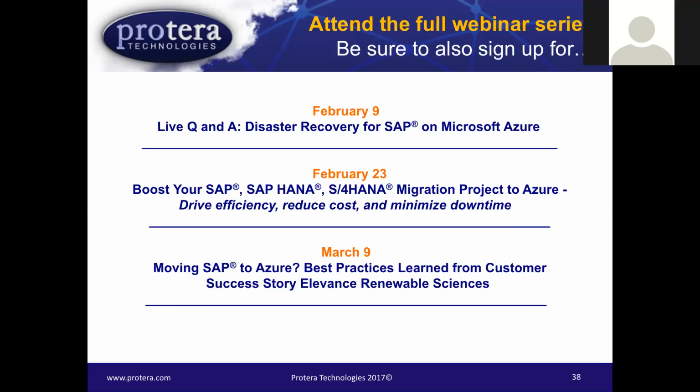We have one on DR for SAP Microsoft Azure. We have one that's going to be focused on driving efficiencies, cost, minimizing the downtime. This is around migrations. And then lastly, we're going to have the best practices learned from the customer success story, one that I mentioned already on the previous slide, Elevance. That'll be a good one to talk about real world value that we captured from that project.